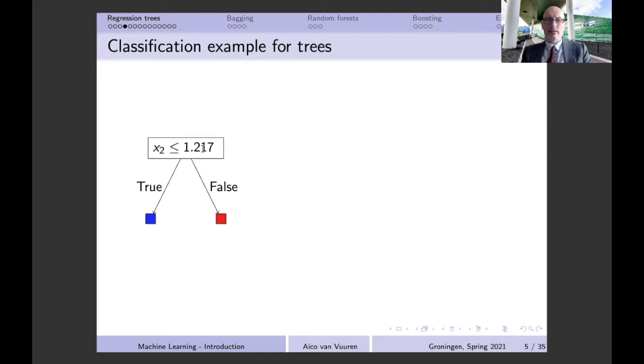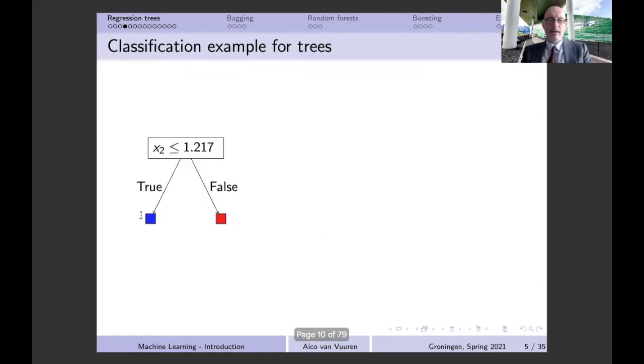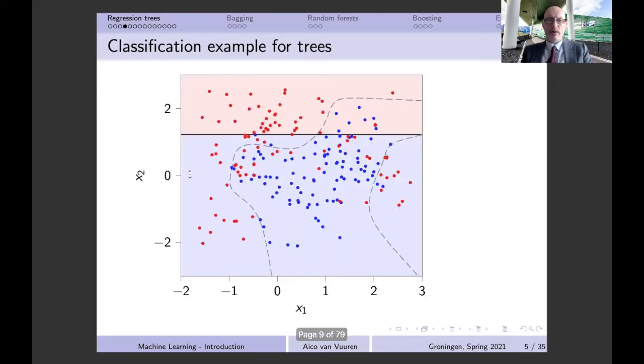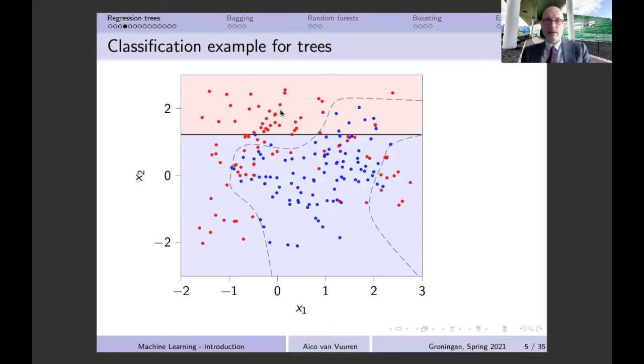In this case, there's only one decision to be made in the root, and that is whether x2 is smaller or equal to 1.217. If that is correct, then we are in this true branch, and in this picture we are at the bottom. Then it's best to make a blue prediction. And at the moment that this is not correct, so x2 is not smaller or equal to 1.217, then we are in this other area, and based on this tree we make a red prediction. Well, that is exactly the same as what we have over here.